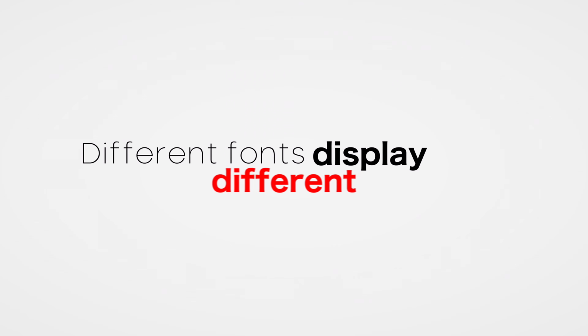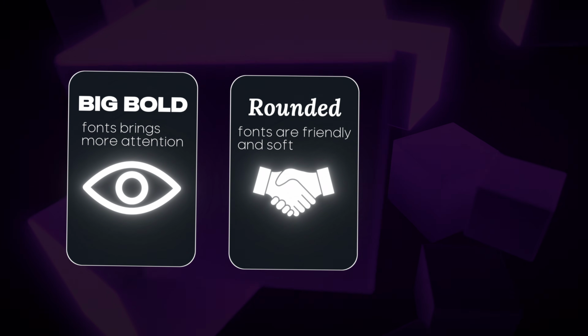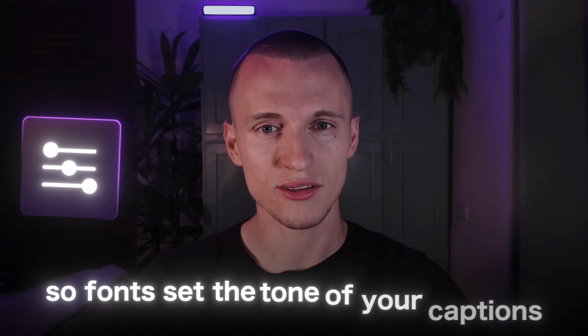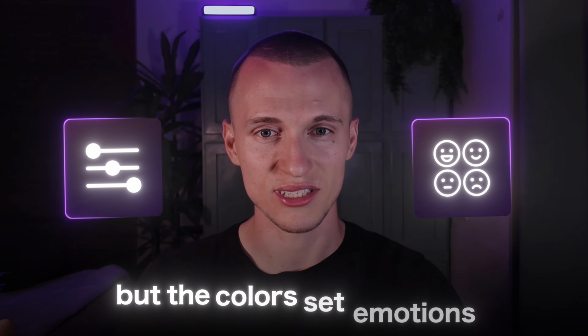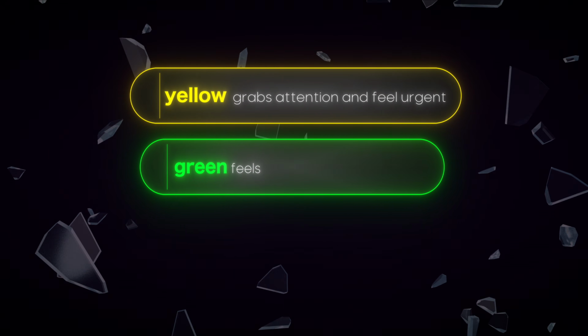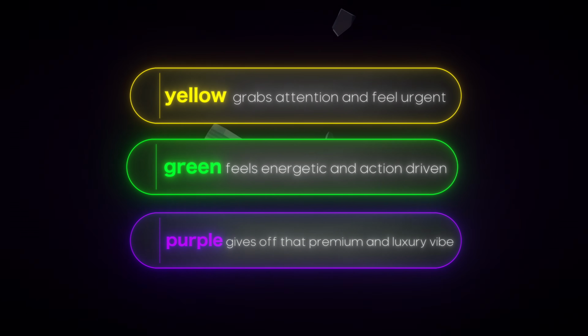Different fonts display different emotions. Big bold fonts bring more attention. Rounded fonts are friendly and soft. Thin, sleek fonts feel modern and expensive. So fonts set the tone of your captions, but the colors set emotions. Think about it. Yellow grabs attention and feels urgent. Green feels energetic and action-driven, and purple gives off that premium and luxury vibe.